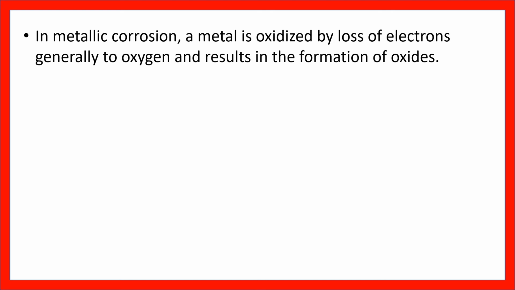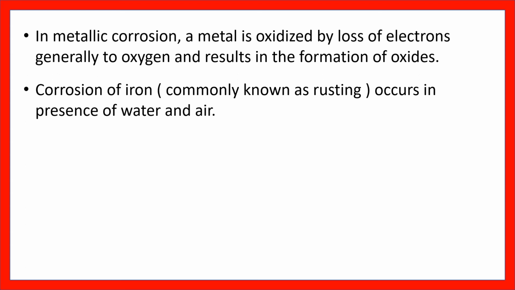Okay, students. In metallic corrosion, a metal is oxidized by loss of electrons, generally to oxygen, resulting in the formation of oxides. That means the metal is oxidized, which means oxygen is added to the metal. The oxygen is added by losing electrons from the metal. As a result, metal oxide is formed.